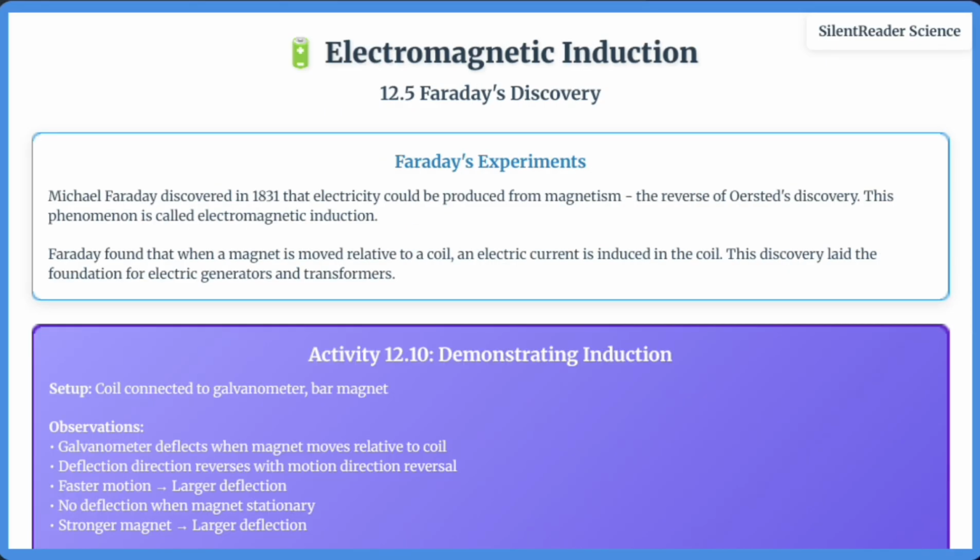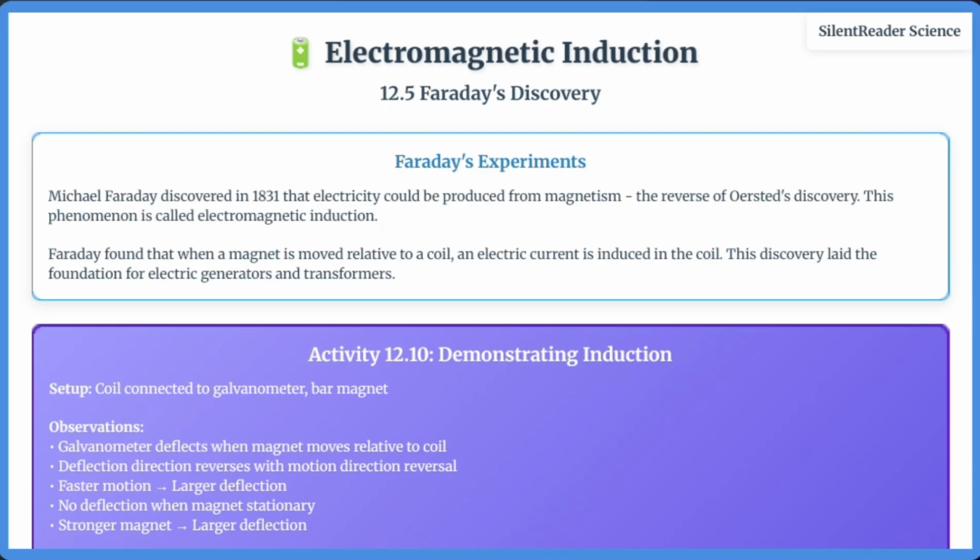Now let's explore electromagnetic induction, discovered by Michael Faraday. In 1831, Faraday discovered that electricity could be produced from magnetism, the reverse of Oersted's discovery. This phenomenon is called electromagnetic induction. Faraday found that when a magnet is moved relative to a coil, an electric current is induced in the coil. This discovery laid the foundation for electric generators and transformers.